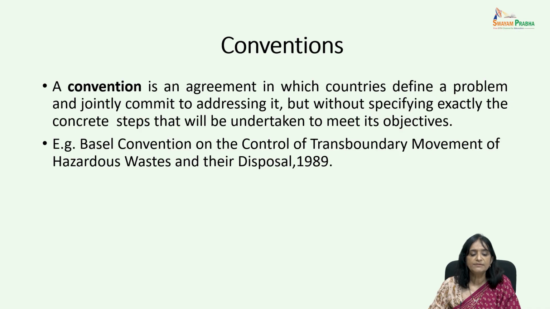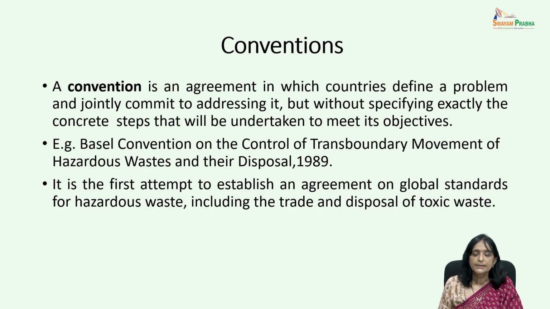For example, the Basel Convention on the Control of Transboundary Movement of Hazardous Waste and their Disposal of 1989. So, the countries have recognized that the movement of hazardous waste is a problem. Certain things need to be done to take care of it, but what concrete steps they will be taking, the convention will not talk about. However, this convention was the first attempt to establish an agreement on global standards of hazardous waste, including the trade and disposal of toxic waste. At least one achievement of the Basel Convention we can say was that countries recognized that e-waste is a problem, hazardous waste is a problem. Then how it can be tackled? They at least agreed on that.